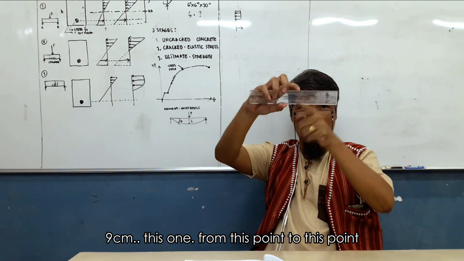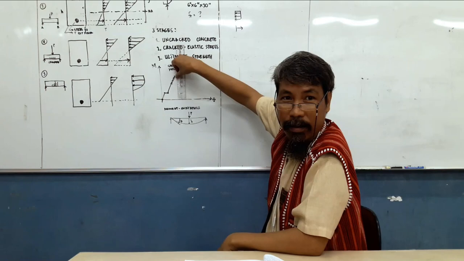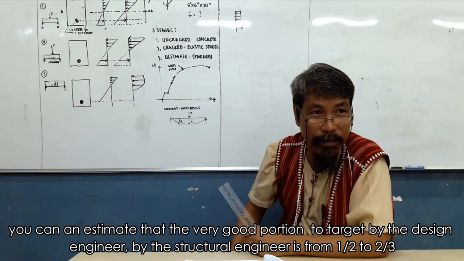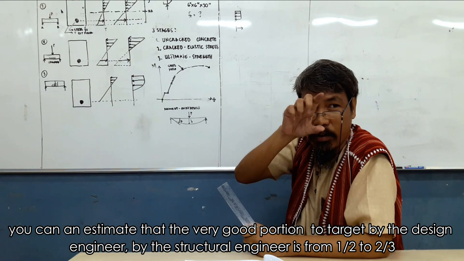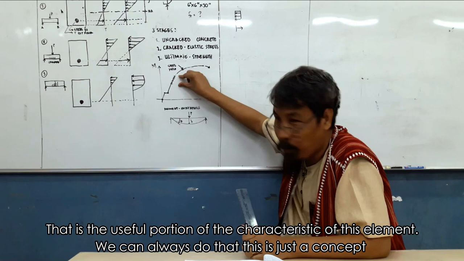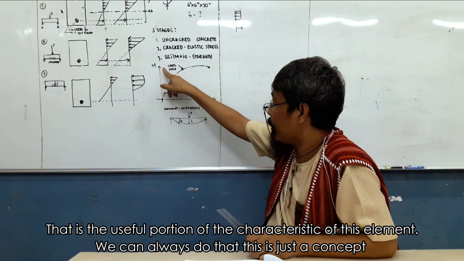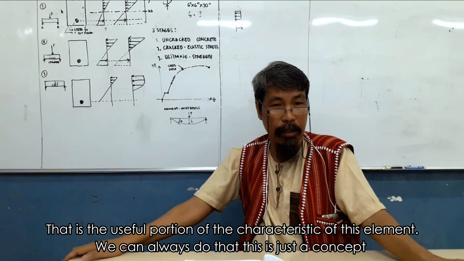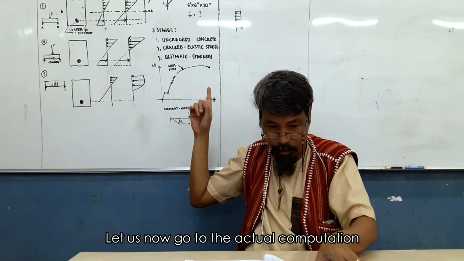I will exactly there. So even in what estimate, we can make an estimate that the very good portion to target by the design engineer, by the structural engineer, is from 1/2 to 2/3. That is the useful portion of the characteristic of the element. So we can always do that. This is just a concept. Let us now go to the actual computation.